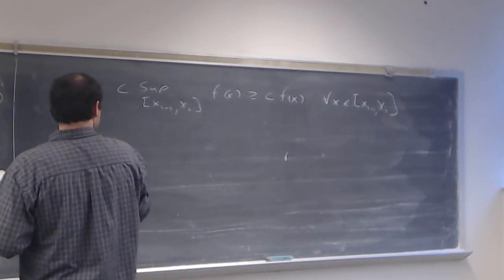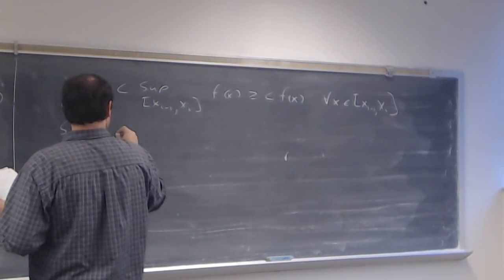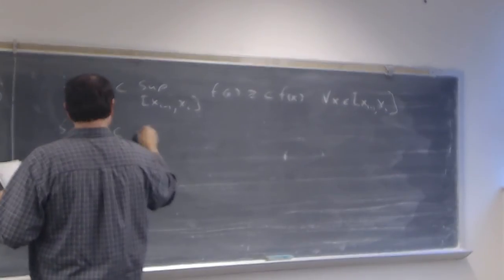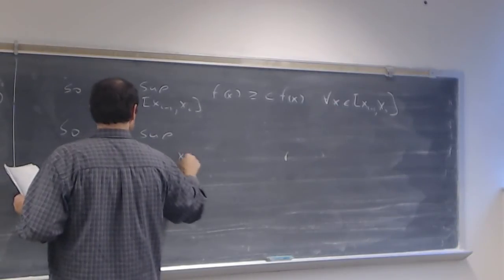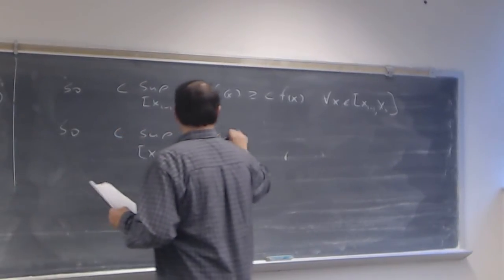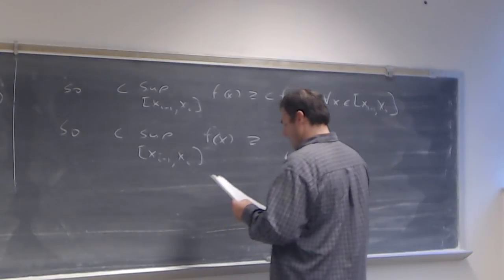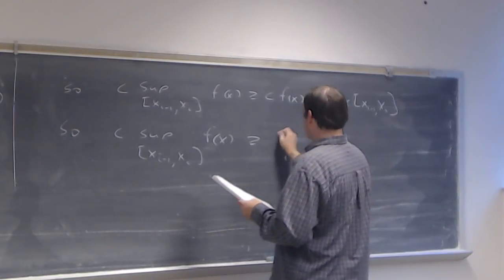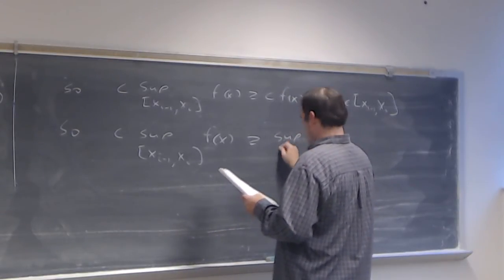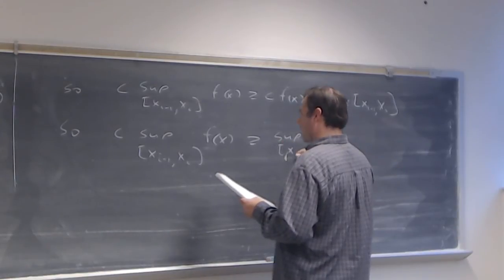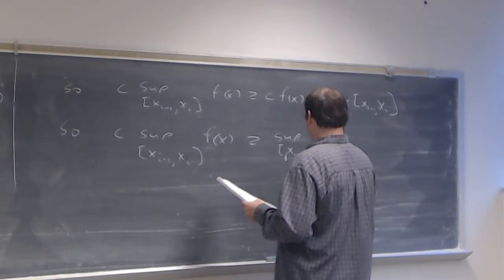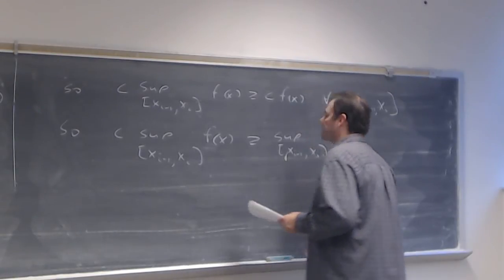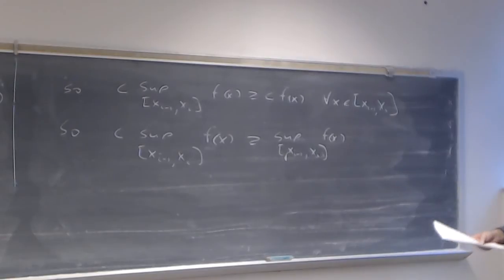And so that says that c times the sup over x sub i minus 1 to x sub i of f of x is going to be greater than or equal to the sup over x sub i minus 1 up to x sub i of c times f of x. That's what that says. So we have this inequality.